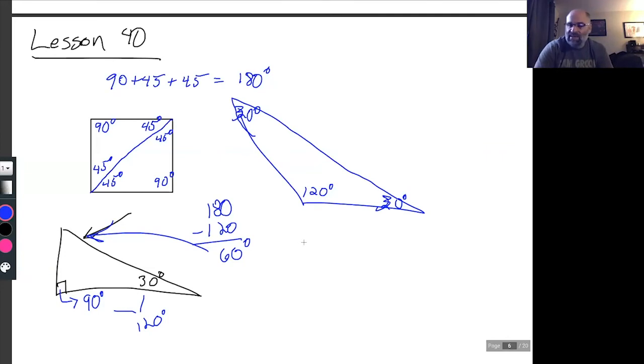So does that make sense? This is a really easy way to figure out the third angle in a triangle because they all have to add up to 180. Okay. All right.